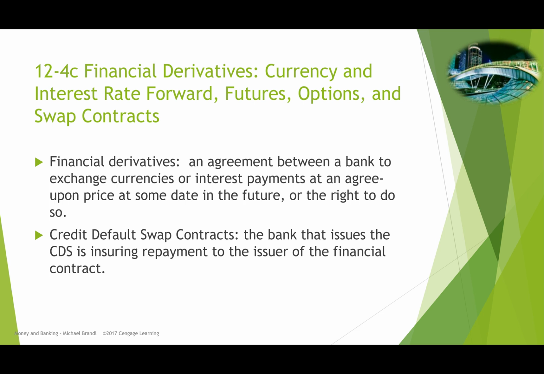Lastly, financial derivatives. So these are basically an agreement between a bank to exchange currencies or interest payments at an agreed upon price at some date in the future. That would be a future, or the right to do so. That's an option. So these are what we call derivatives.